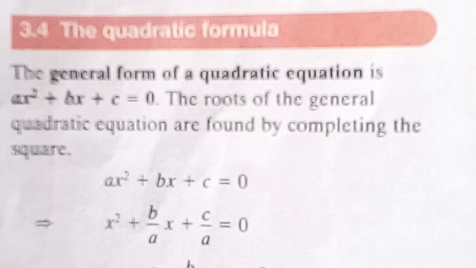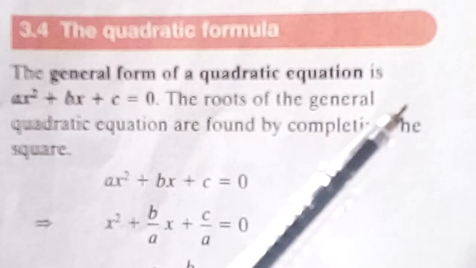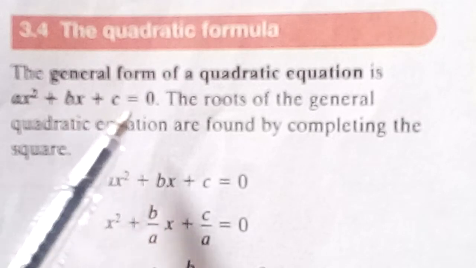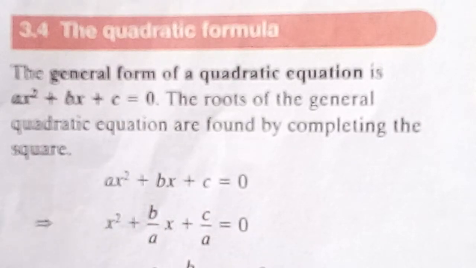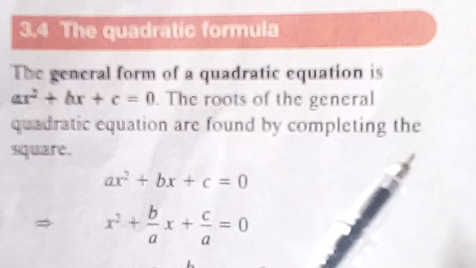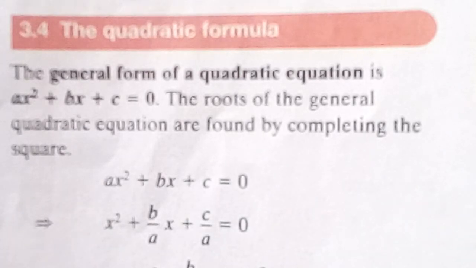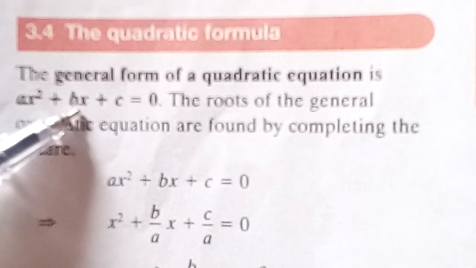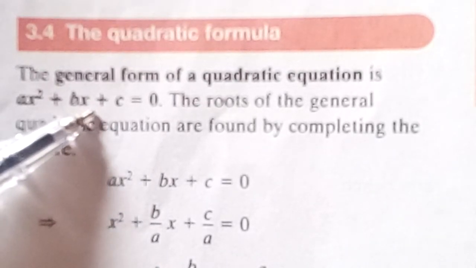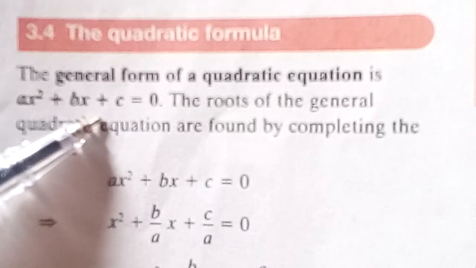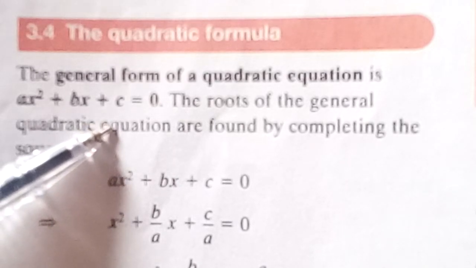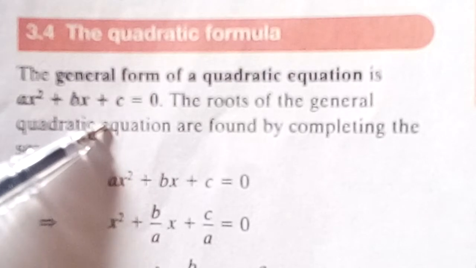This is the formula method. In the general form of quadratic equation, we have ax squared plus bx plus c equals 0. The roots of the general quadratic equation are found by the completing the square method. Now, this is the general form of quadratic equation. What I'm going to show you now is how to derive or how to prove the almighty formula using the complete the square method.